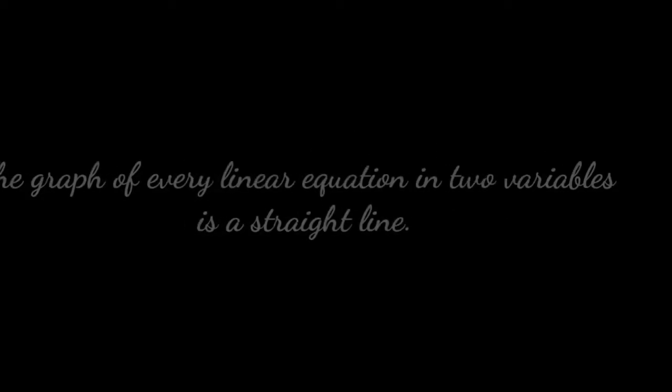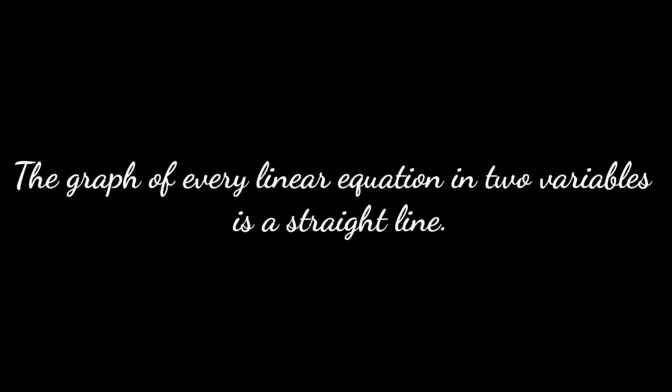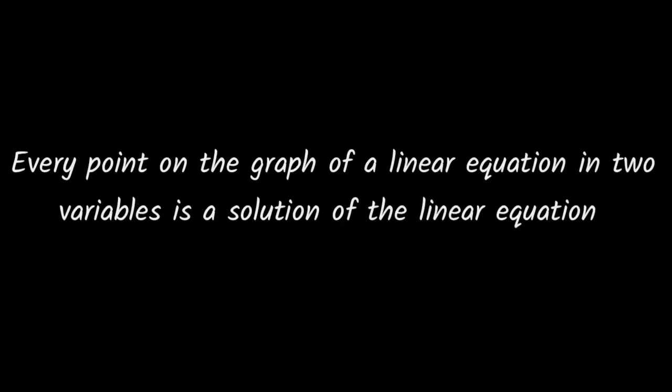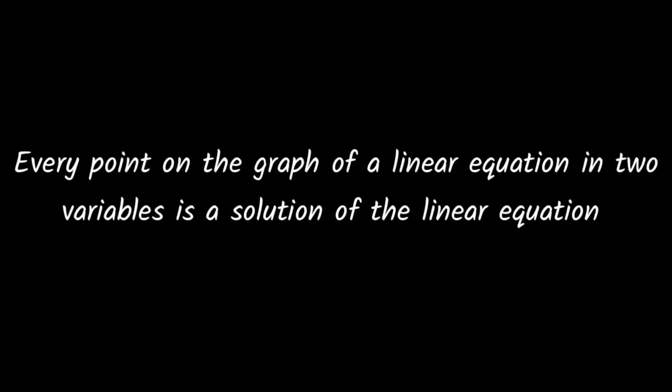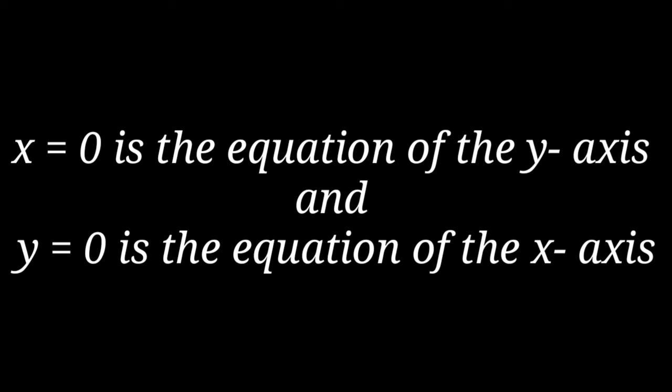A linear equation in two variables has infinitely many solutions. For every value of one variable, there will be corresponding value for the second variable. The graph of every linear equation in two variables is a straight line. Every point on the graph is a solution of that equation. Another important thing, the equation of y-axis is x equal to 0 and the equation of x-axis is y equal to 0.